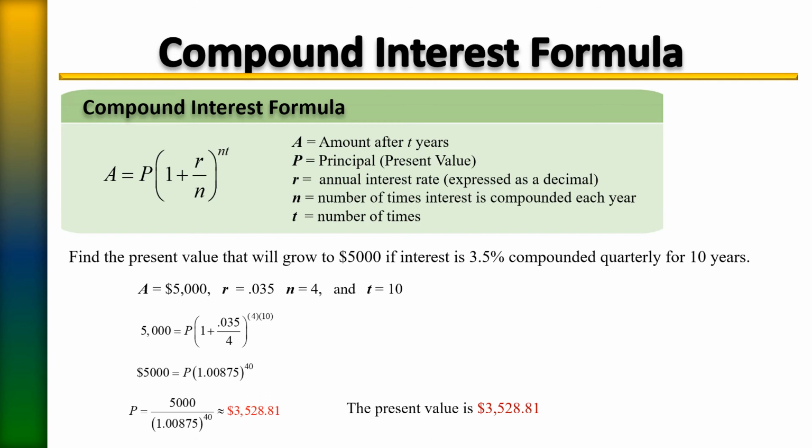It's going to give you a value of $3,528.81. And what that means is that is the present amount or value that you would have to put in at this time, your principal, and then let it stay in the account for 10 years at a rate of 3.5%, and it will grow to $5,000. And there you have it, applying the compound interest formula.